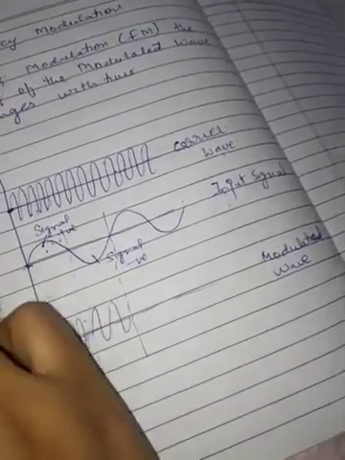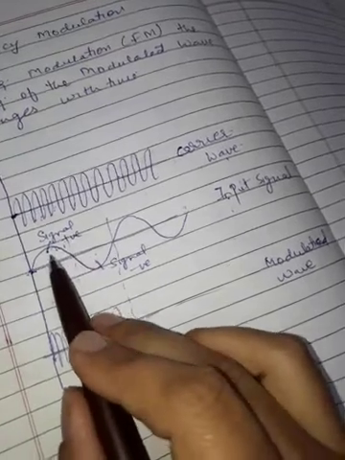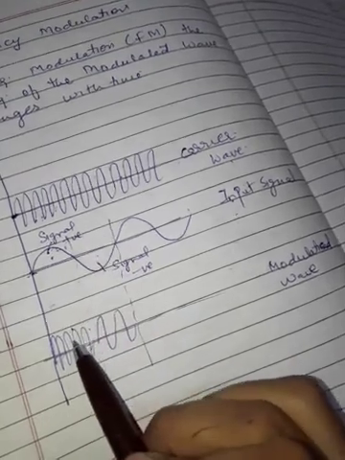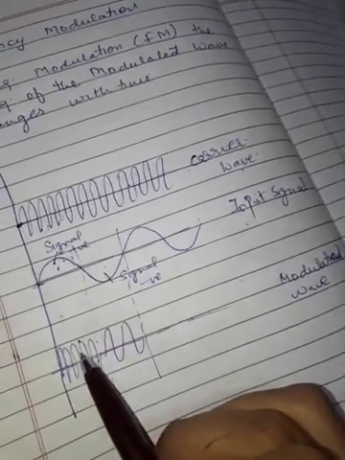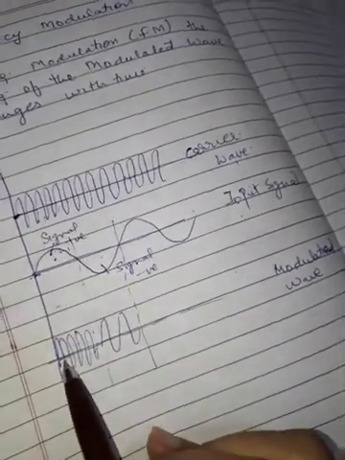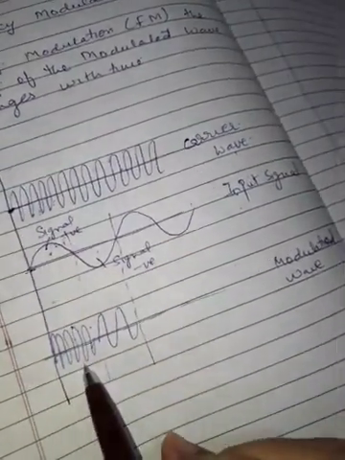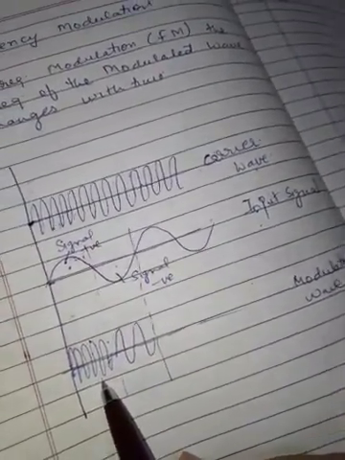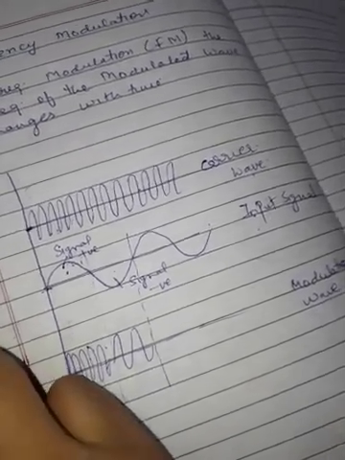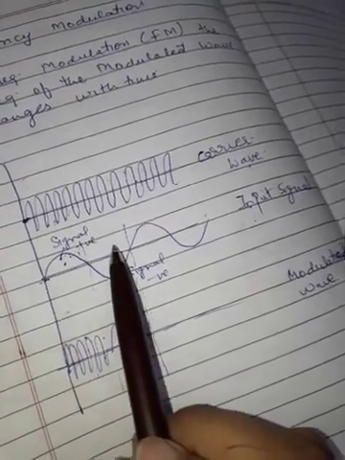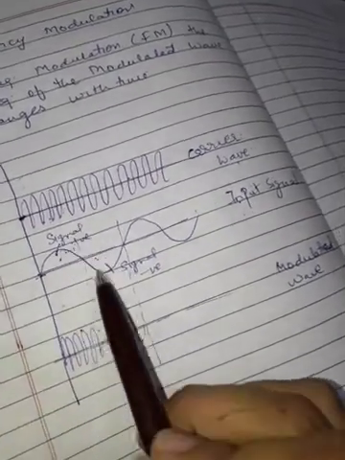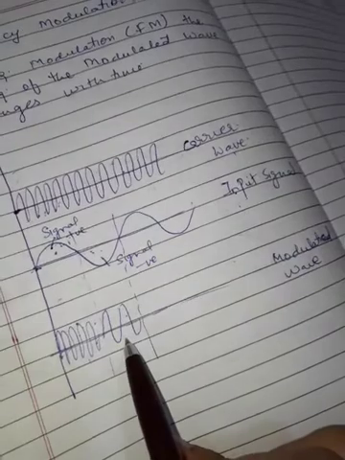See, the frequency changes. When the input signal is positive, the frequency of the modulated wave increases, so it is larger than the frequency of the carrier wave. Whatever frequency it is here, it will increase over here. Suppose here the frequency is 5, it will become 7 over here. The larger the signal, the greater is the increase in the frequency. When the signal is negative, the frequency of the modulated wave is less than the frequency of the carrier wave. Whatever frequency is here, it will be less now.